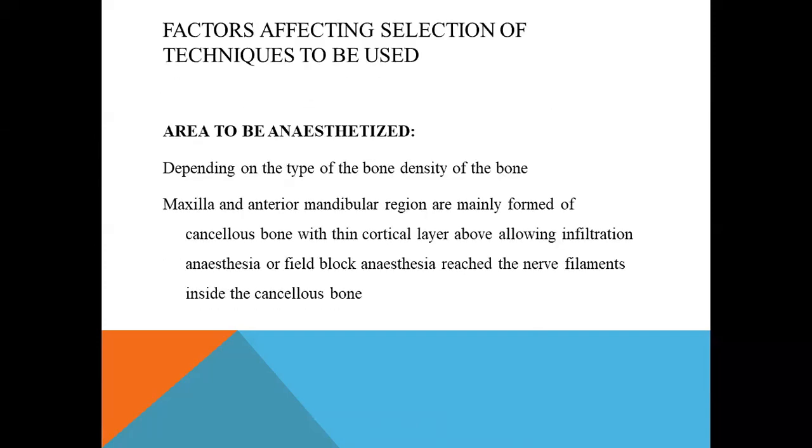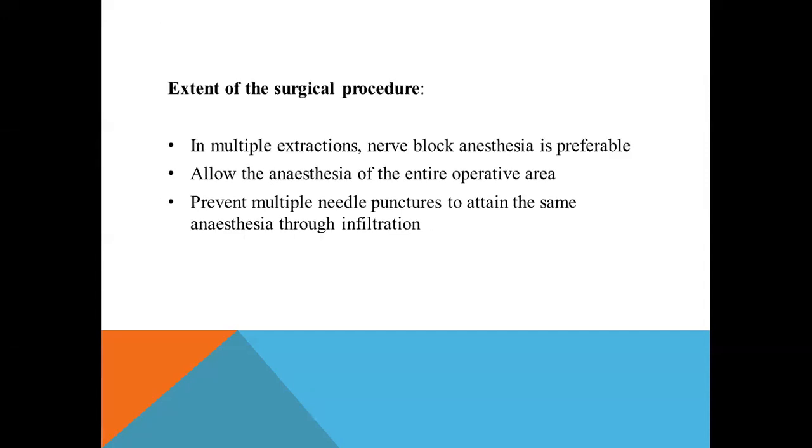First one is the area to be anesthetized. Depending upon the bone density, the maxilla and the anterior mandibular region are mainly formed of cancellous bone with thin cortical bone above. So if you do an infiltration, you can achieve perfect anesthesia in this region. That is why I put the sentence stating that the maxillary and anterior mandibular region are mainly formed of cancellous bone with a thin cortical layer above, allowing infiltration anesthesia or a field block anesthesia to reach the nerve filaments inside the cancellous bone.